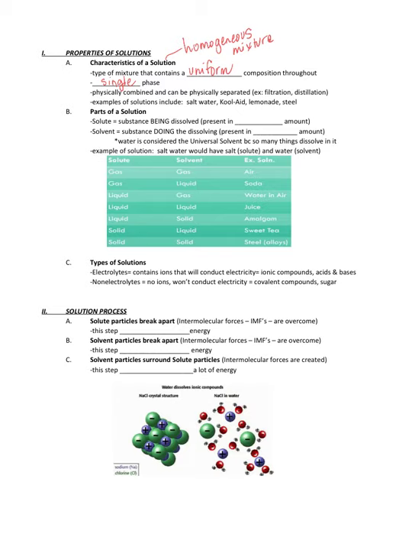A couple ways that you might hear us discuss separating the components of a solution are by filtration or distillation. Filtration is when you're separating them by particle size. Distillation is when you're separating them by boiling point. So the examples of solutions, if you remember these from Unit 1, would be salt water, Kool-Aid, lemonade, or steel. Steel would be an example of a solid solution.